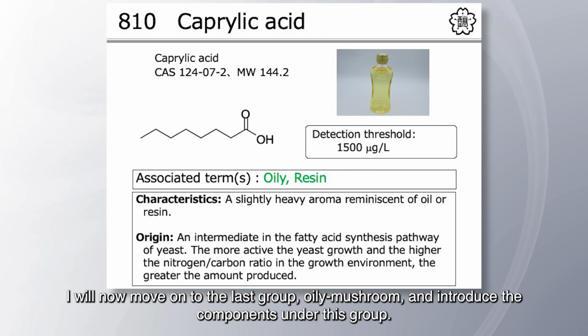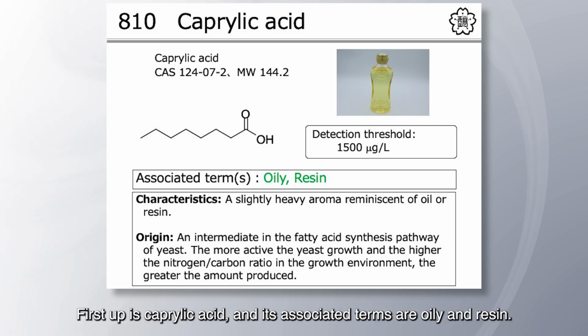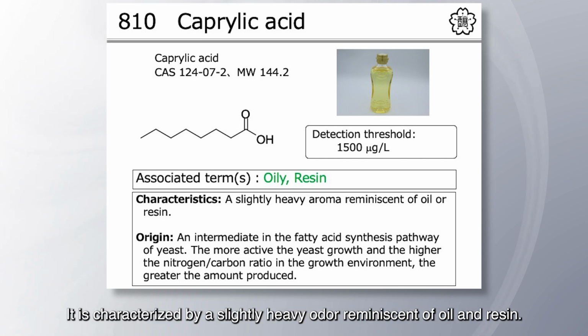I will now move on to the last group, oily mushroom, and introduce the components under this group. First up is caprylic acid, and its associated terms are oily and resin. It is characterized by a slightly heavy odor reminiscent of oil and resin.